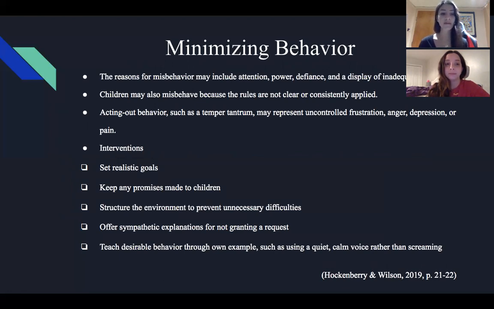Some interventions that can be implemented include setting realistic goals, keeping any promises made to children, structuring the environment to prevent unnecessary difficulties, and offering sympathetic explanations for not granting a request. So for example, instead of just saying no, the parent can explain to the child why no is being said, and then teach desirable behavior through their own example, such as using a quiet, calm voice rather than screaming.